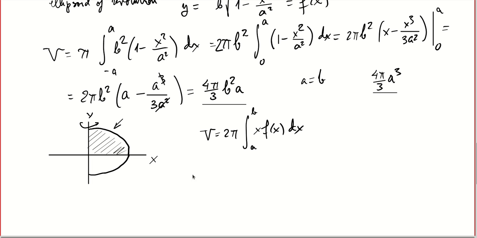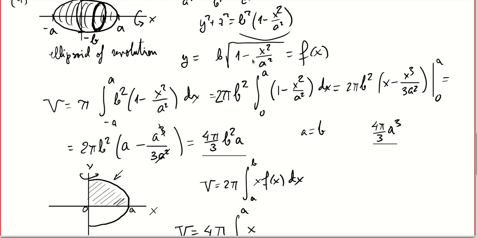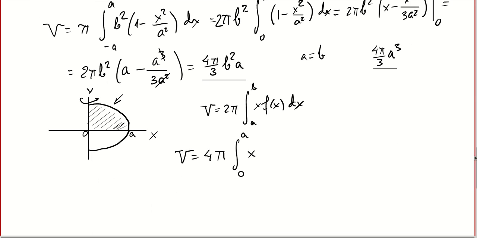Okay, so the volume in our case is going to be 4 pi. Now the interval is of course 0 to a, right? So the interval goes from 0 to a. Then we have x, and the function that we have here is exactly the same function that we calculated here for the other ellipse. It's exactly the same function, only that we're considering half the interval, right? So this is b times the square root of 1 minus x squared divided by a squared dx.